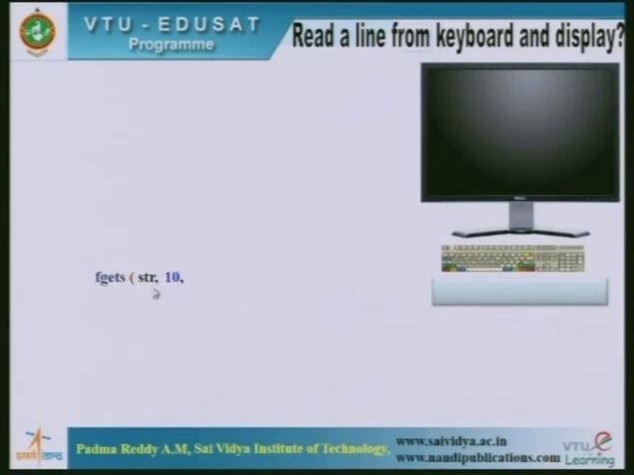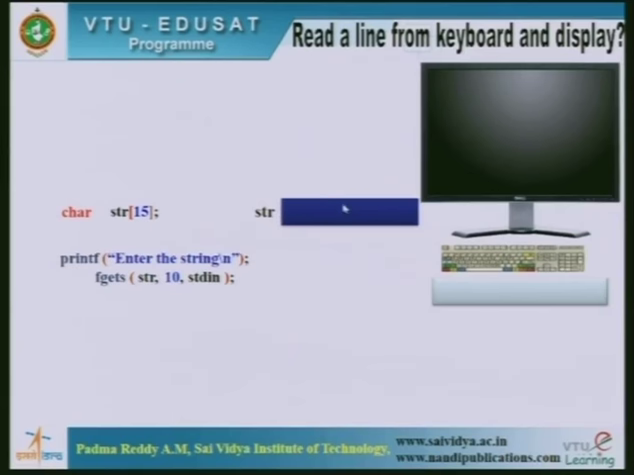So I say str, 10, comma, stdin. The file pointer is stdin here. Stdin means the file pointer points to the keyboard buffer. So let us declare str as an array of characters, and the moment I declare it like this, memory will be allocated for str. 10 bytes of memory locations will be allocated for str.